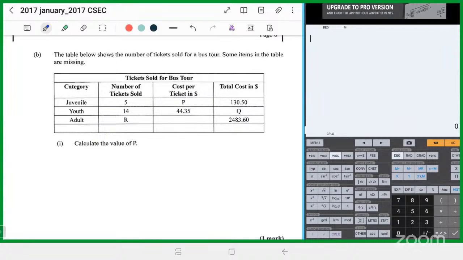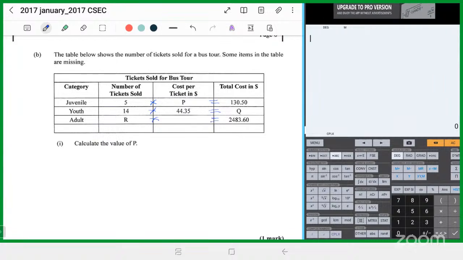These are the categories of the tickets. These are the number of tickets that were sold. This is the cost per ticket. So in other words, one youth ticket is for $44.35. And the total cost over here is obtained by multiplying. So multiply this times this to get this value. I will do the same on each line. This times this equals that value. That's the relationship. All right.